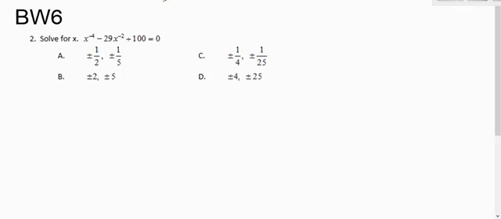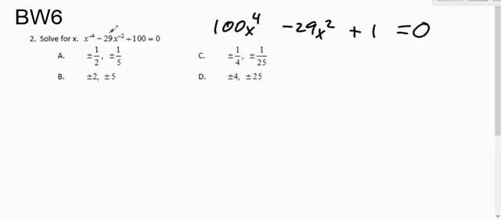This question from bell work number 6, question 2. We have to solve for x. We're going to solve by factoring. I think it's easier first, since these are all negative exponents, if you reverse the order. So the 100 would go first, then the negative 29, and then the 1. This becomes 100x to the positive fourth, positive second, and then that will be your constant term. So you reverse the order: 100x to the fourth, and then the negative 29, and then the 1.